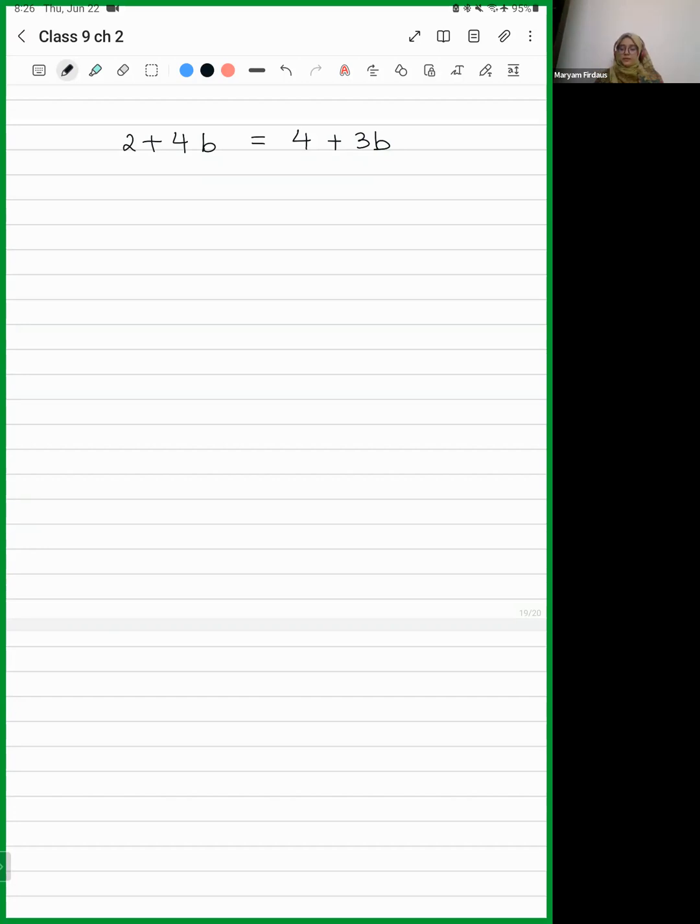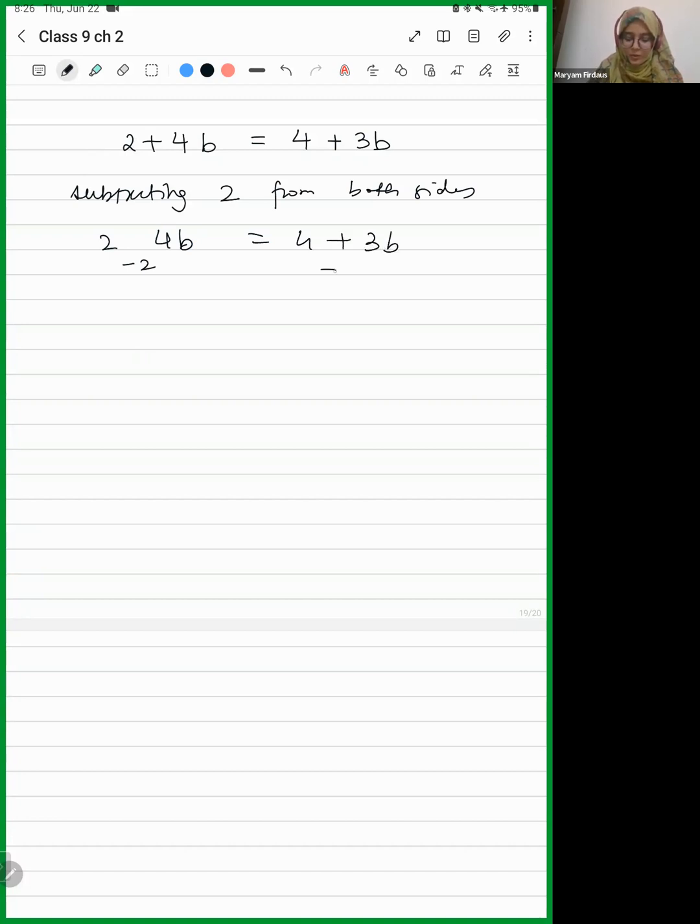Ma'am, take 2 to the other side and 3b to the other side. So what we do first is we take 2 to the other side. Actually, we are not taking it to the other side. What we are actually doing is we are sending this 2 to the other side. So we subtract 2 from both the sides. So we say subtracting 2 from both sides. So 2 minus 2 is 0. So 4b is equal to 4 plus 3b minus 2. Now this 2 minus 2 is 0. So this becomes 4b equals, now what is 4 minus 2? 4 minus 2 is 2 plus 3b.